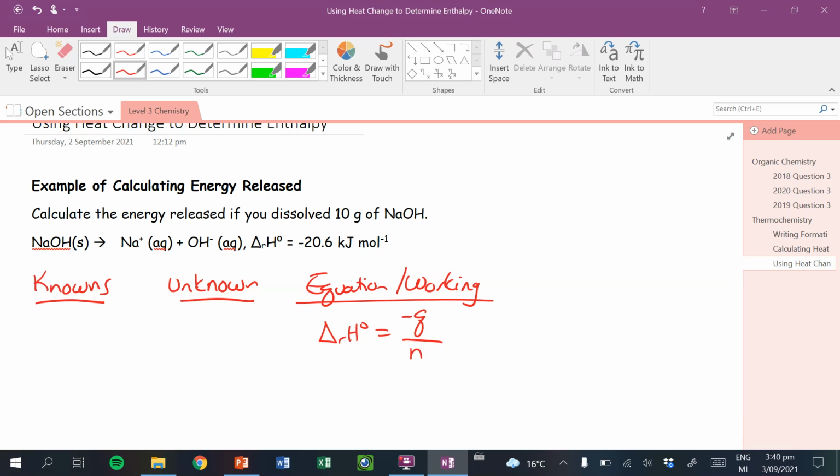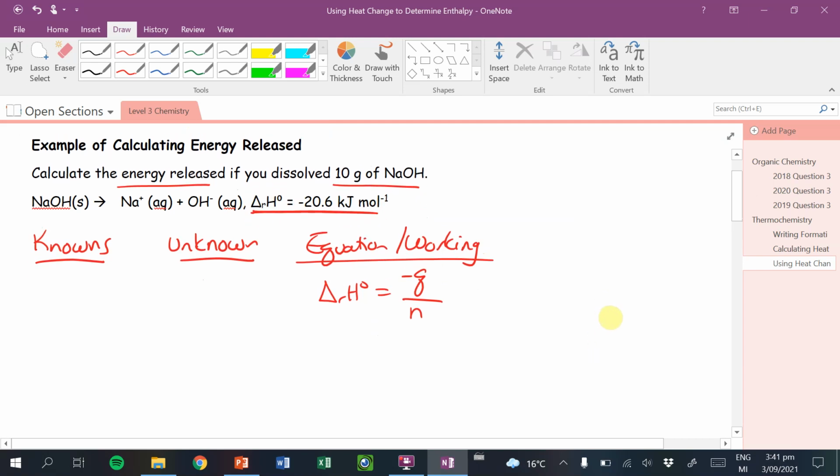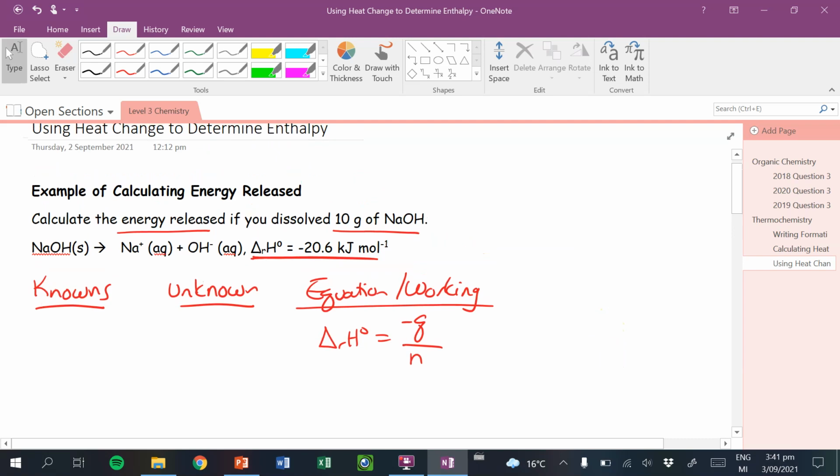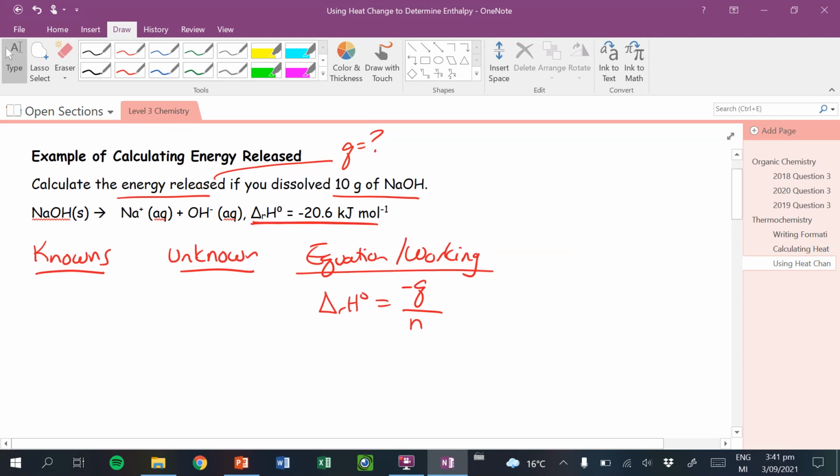So, calculate the energy released if you have dissolved 10 grams of the sodium hydroxide, and they've given you the equation, and they've given you the delta H value. So actually, in this case, what I'm solving for is energy release, so I am actually solving for the Q value in this example. Something they can ask you to do, it's just basically you rearrange the equation.